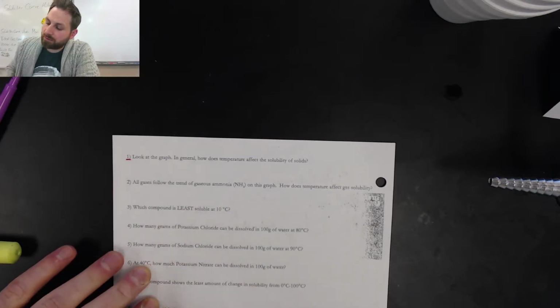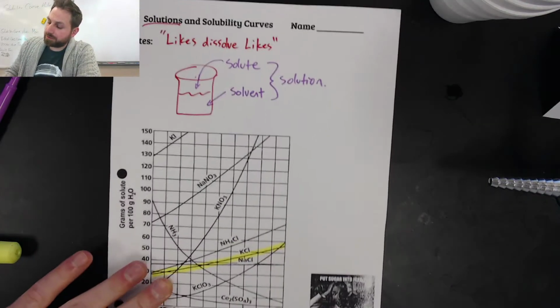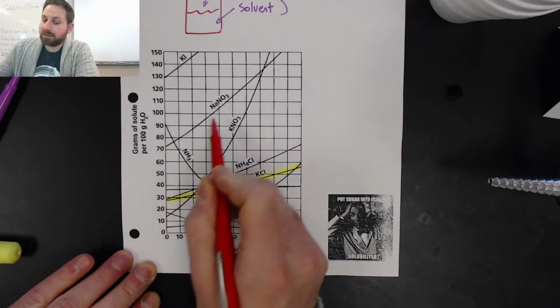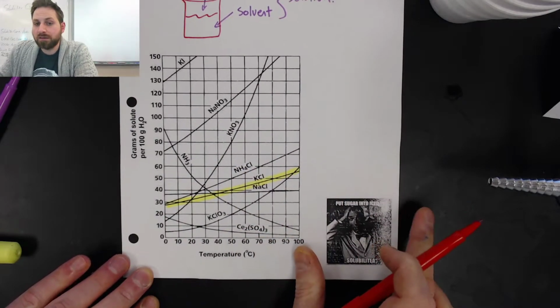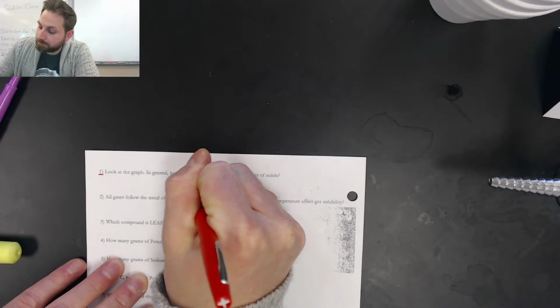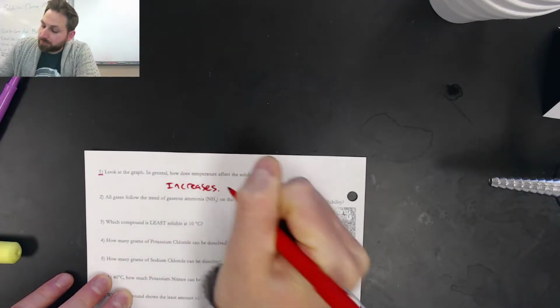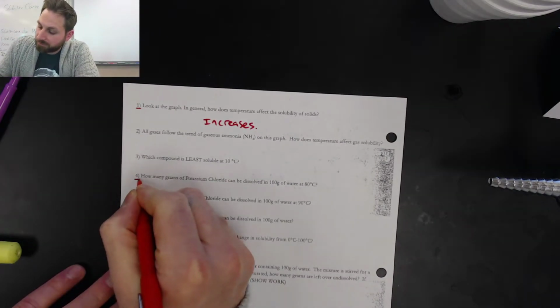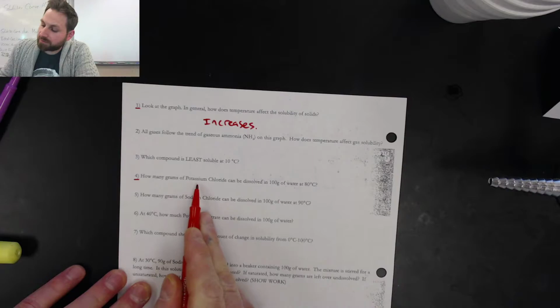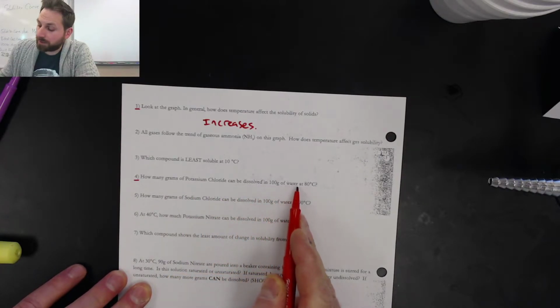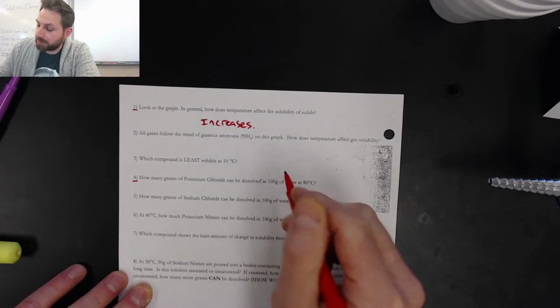So number one, look at the graph. In general, how does temperature affect solubility? So as things get hotter, look at your lines. They're all positive slopes. So what do you think? Easy enough, right? Increases. Let's look at a problem with some numbers. Let's skip down here to number 4. How many grams of potassium chloride can be dissolved in 100 grams of water at 80 degrees Celsius?